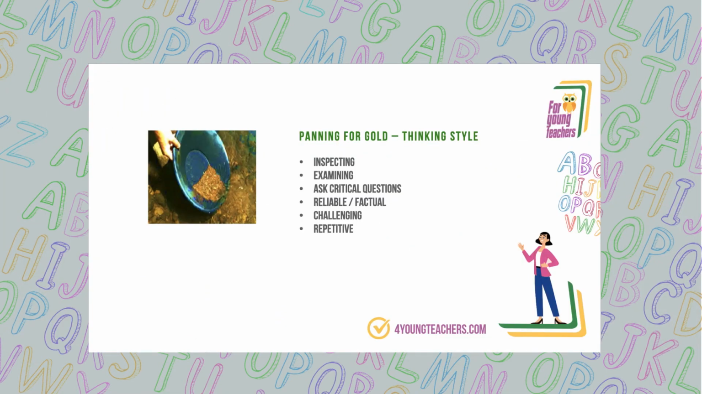The panning for gold approach is an interactive approach. It can clarify important gaps through logical steps or procedures. The panning for gold approach separates what is useful or valuable from what is worthless. The elements of panning for gold thinking style are inspecting, examining, asking critical questions, factual, challenging, repetitive.